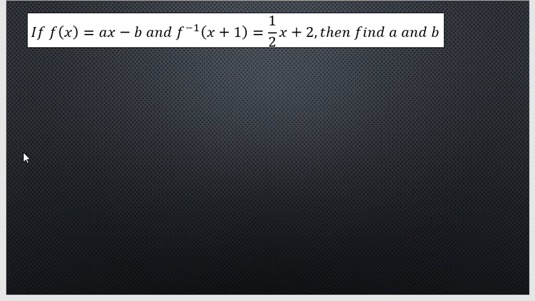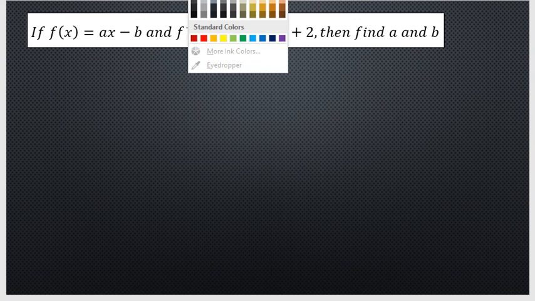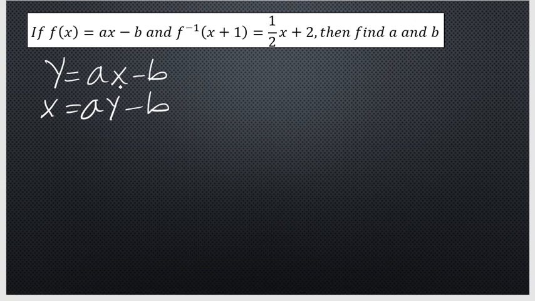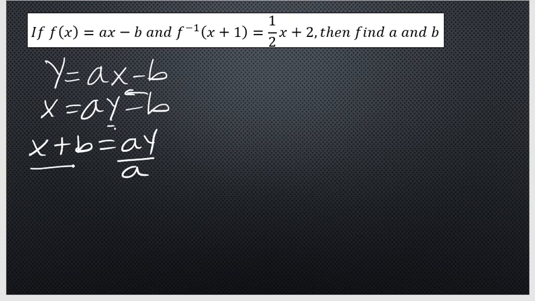Okay, when you come to the second question, again a function is given to you. It says f of x is equal to ax minus b, and then f inverse of x plus 1 is given. So first we have to find the function inverse. So f of x means y is equal to ax minus b. So to find the inverse, in place of y write x, so x is equal to ay minus b. In place of x write y. And then solve for y, make the y alone. Then bring the b to the left side. It will be x plus b is equal to ay. Then divide both sides by a. Then y becomes x plus b the whole over a.